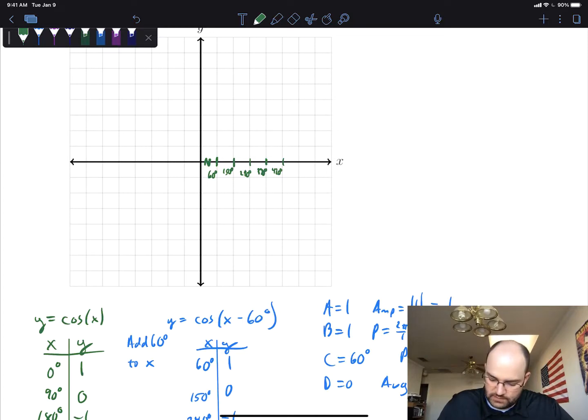Good. And I might as well do 1 and negative 1, since we're already really, really small. I'm going to make this 1. Oops, let's go with blue here. So 1, 0, negative 1, 0, 1. And there you go. And that is your full cycle.